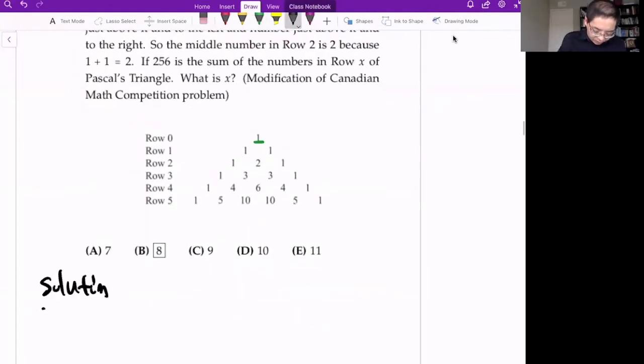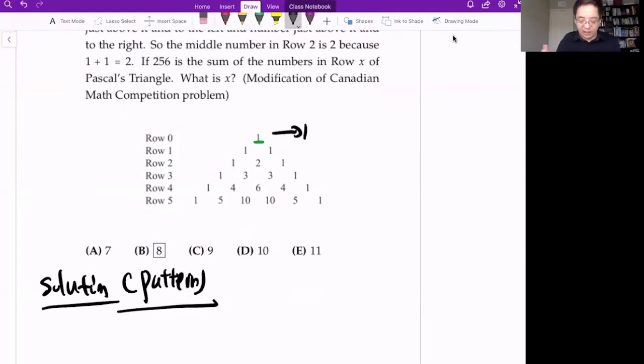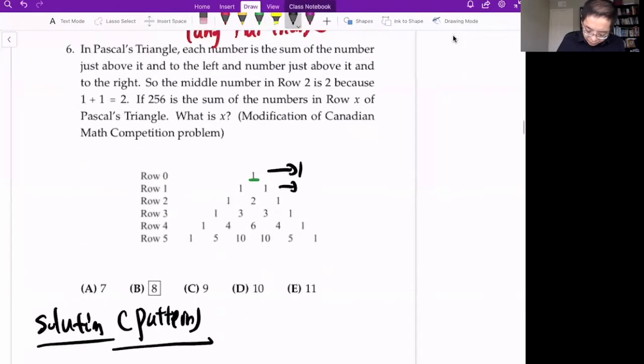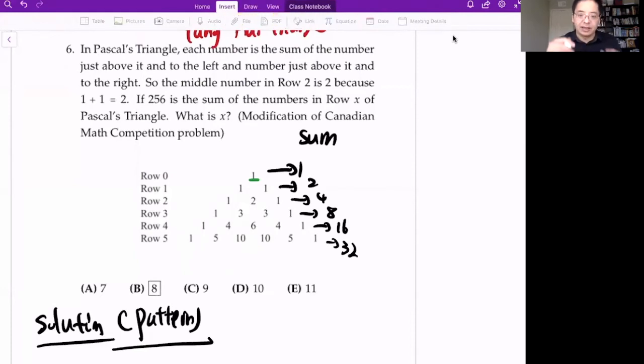Solution. Let's find the pattern. The first one is 1, so that's nothing to do. And this is 1 plus 1, which is 2. And this is 1 plus 2 plus 1, so we look at the sum: this is 4, and this is 8. This one is 16, and this one is 32. It looks like there's a pattern. The pattern is each time you multiply by 2.